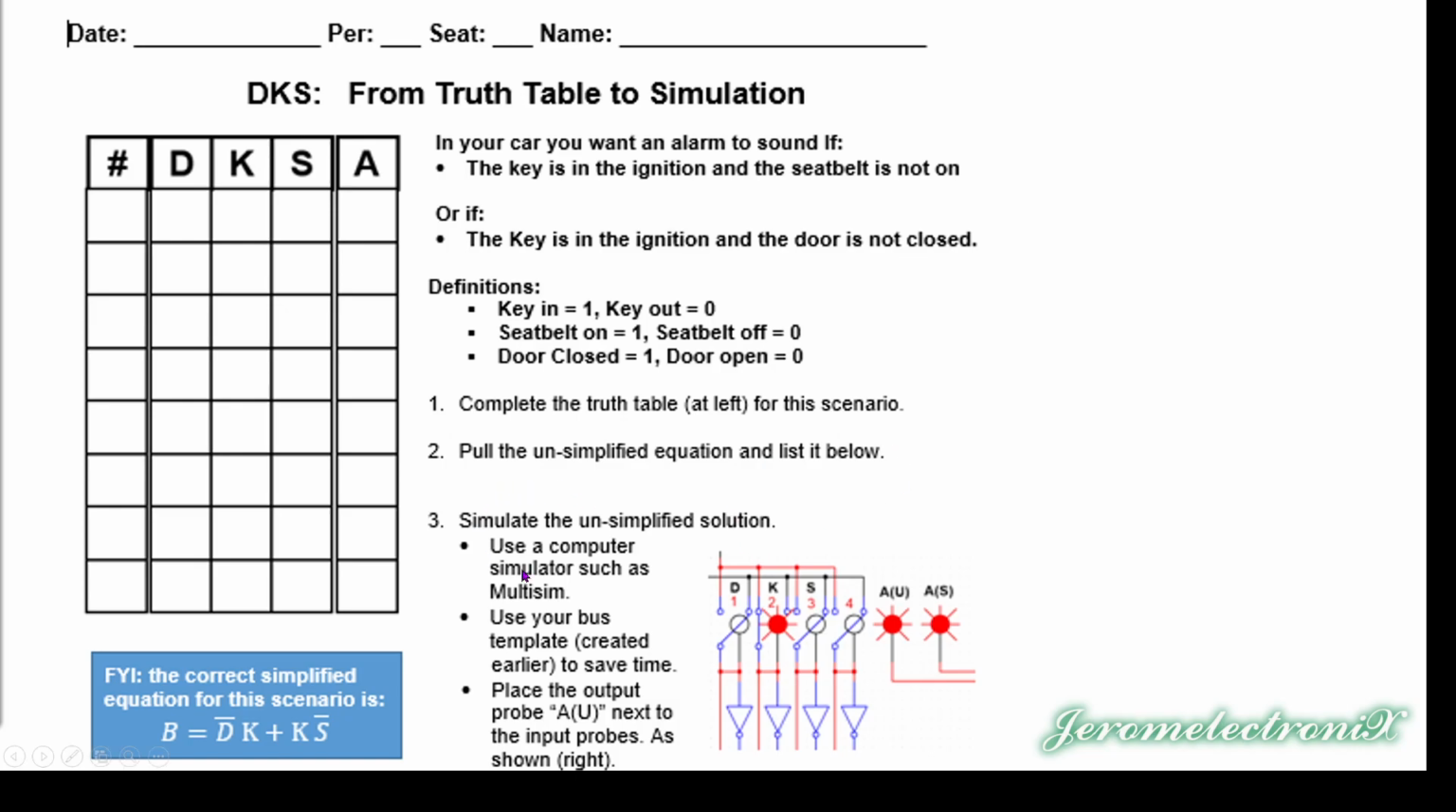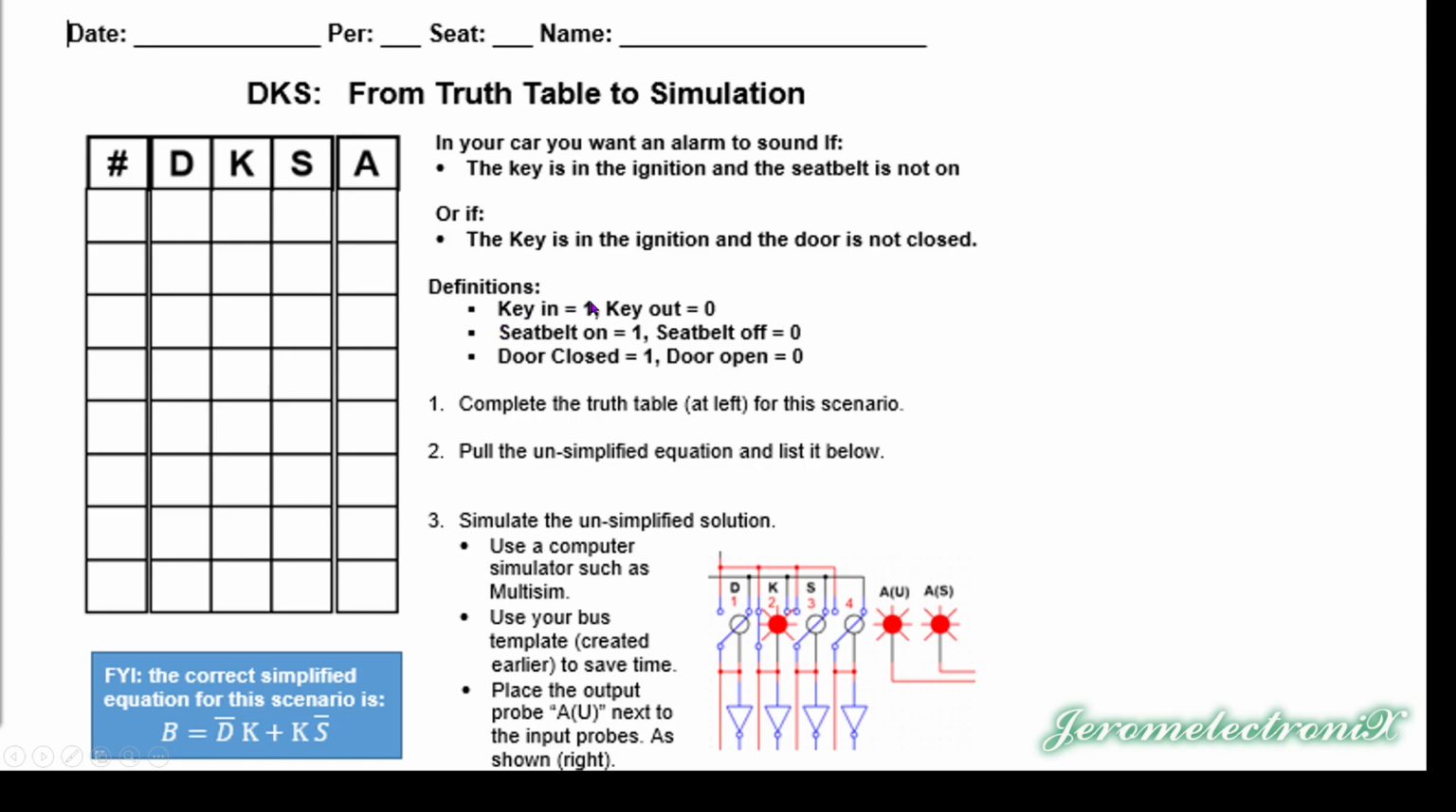What I need for you to do is, in your car, you want the alarm to sound. This is the worksheet that you'll be handing in, okay? So I need you to do this on your own. I will, of course, go through it in class. But you want the alarm to sound if the key is in the ignition and the seatbelt is on, or if the key is in the ignition and the door is not closed. So there's two conditions here and two conditions here.